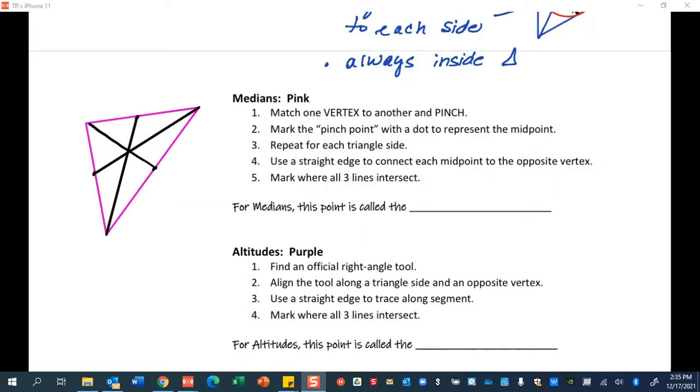And I was shocked and amazed again to find what? They all meet up. Yeah, another point of concurrency. I'm like, are you kidding me? I get another point of concurrency. These really intersect again. This one we call the centroid.